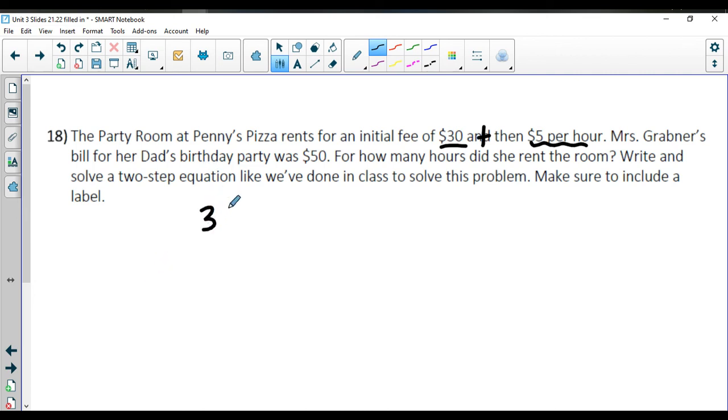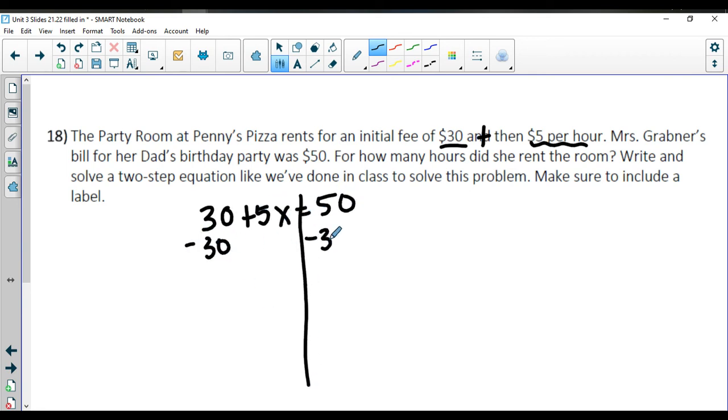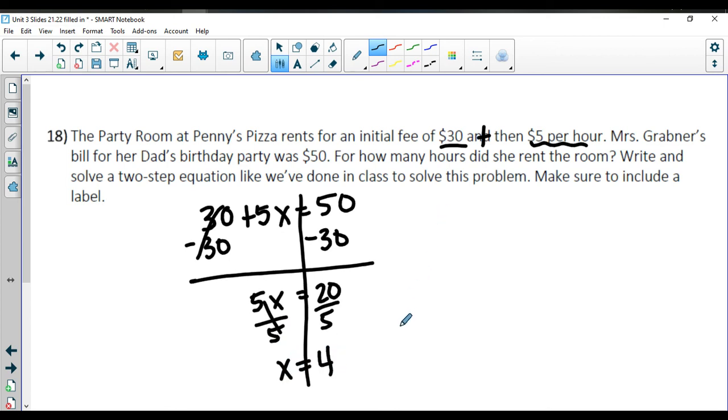So your equation that you're writing should look like 30 plus 5x is equal to 50. Subtract away that 30, and you're going to be left with 5x is equal to 20. So divide through by 5, and we get x is equal to 4. And 4 represents the number of hours, so our answer could simply be 4 hours.